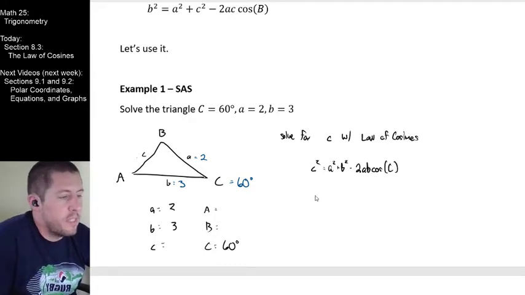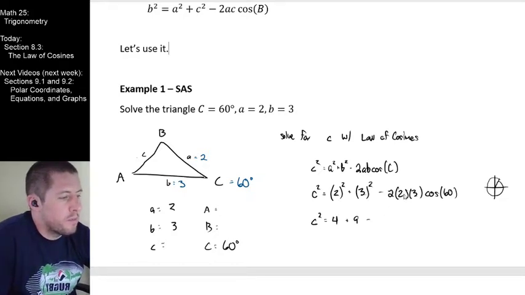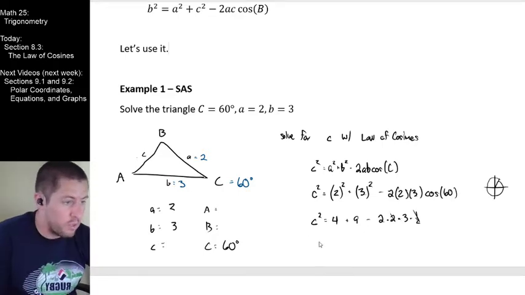So let's go ahead and fill this out. C is our unknown, so I'm leaving C squared there. A squared, that's 2 squared, plus B squared, that's 3 squared, minus 2 times A is 2, B is 3, and we want the cosine of 60 degrees. And when I'm thinking cosine of 60 degrees, that looks to me to be 1/2. It's just the shorter of the two lengths. So I'm thinking we're going to get C squared is 4 plus 9 minus 2 times 3 times 1/2. I'm going to go ahead and cancel the 1/2 with one of those 2's, and so it looks like C squared is going to be 4 plus 9 minus 6.